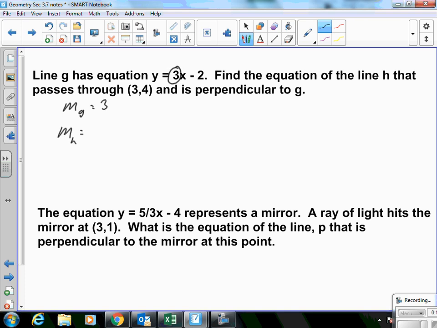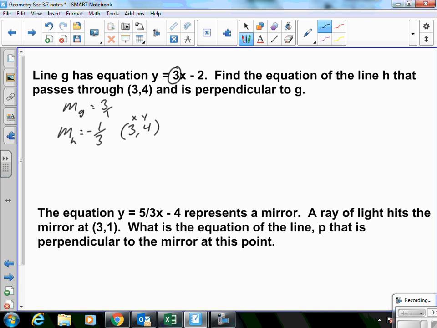And the thing about the slopes of perpendicular lines is that they are negative reciprocals of each other. So if we look at 3 as being 3/1, the reciprocal of that would be 1/3. And we need to change the sign so it was positive, so our slope of H needs to be negative 1/3. So that gives us a slope. Then we can use the point 3, 4 as our x and y, so we can solve for the y-intercept.